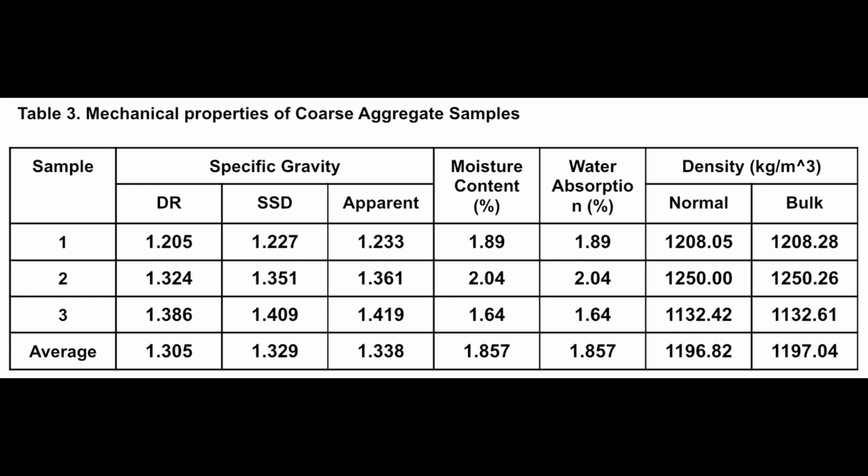Under the specific gravity, sample C had the highest value with 1.386 in dry relative, 1.09 in SSD, and 1.419 in apparent. However, in the moisture content and water absorption, sample B had the highest value with both 2.04%. Lastly, in both normal and bulk density, sample B also yielded a similar value of 1150.00 and 1150.26 respectively.